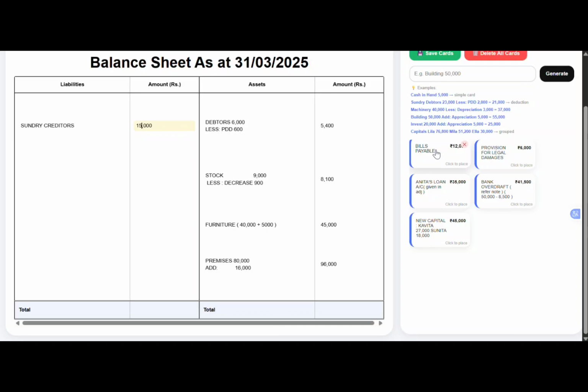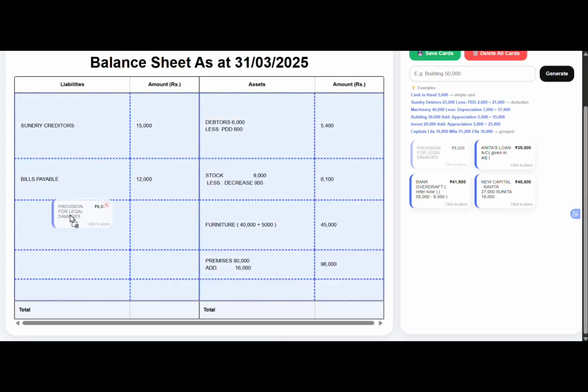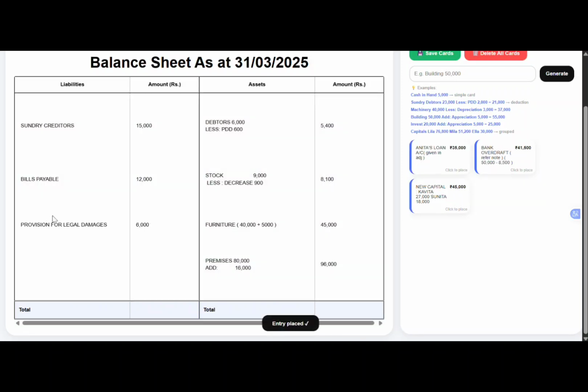liabilities side. Next we have the bills payable. Again, for bills payable, there is no other adjustment, so we are going to write it as it is. Bills payable 12,000 on the liabilities side. Next we have the provision for legal damages. Here also there is no adjustment given to us, so we are just going to write it as it is. Provision for legal damages is rupees 6,000 on the liabilities side.